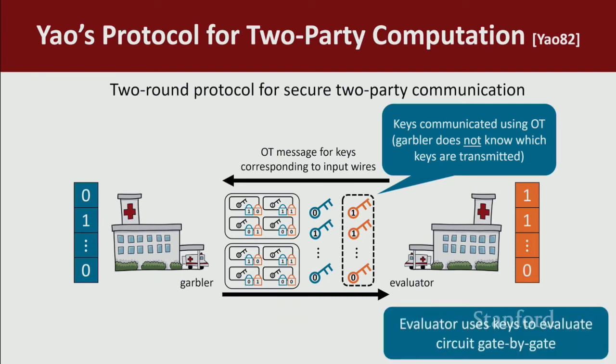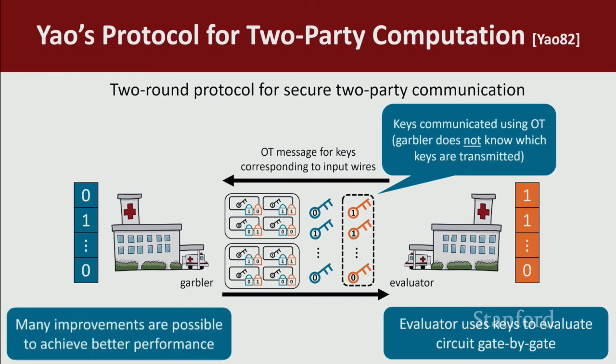Then the evaluator can simply use these keys. Every time it has the keys for the inputs, it can obtain the key for the output, and it can proceed likewise gate by gate through the circuit, eventually receiving the output.